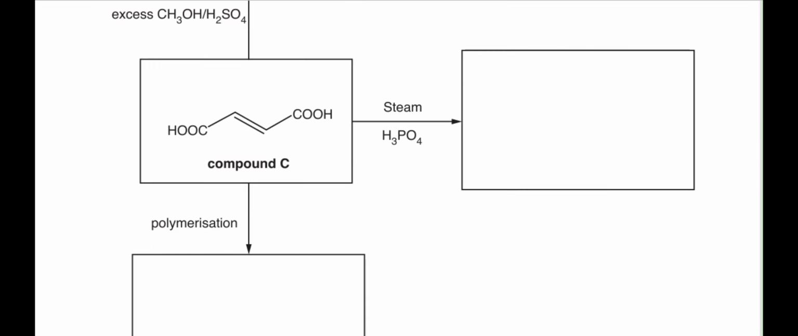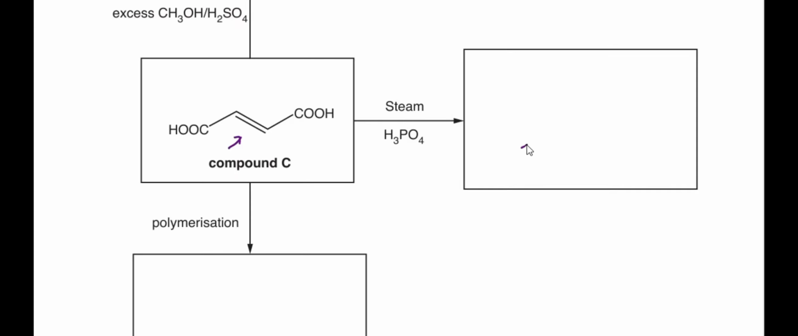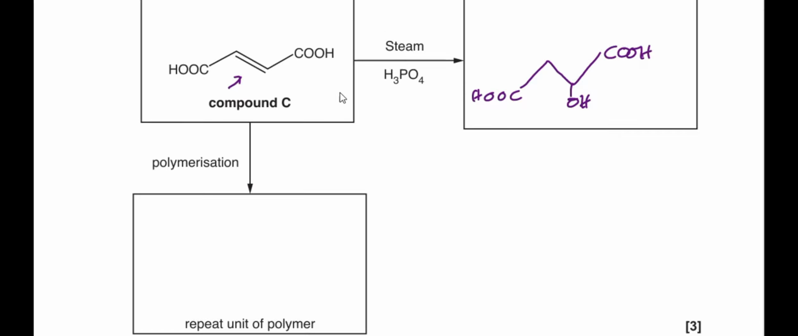In the second part of the reaction with steam and H3PO4, the alkene part in compound C will undergo electrophilic addition to form alcohol. So the double bond will not be there now. There will be the OH group here, COOH, COOH here too. So for polymerization, this can only undergo addition polymerization by opening of this double bond because there is no alcohol or amine group to form a polyester or polyamide or anything.